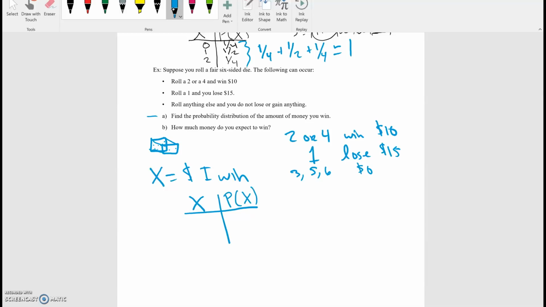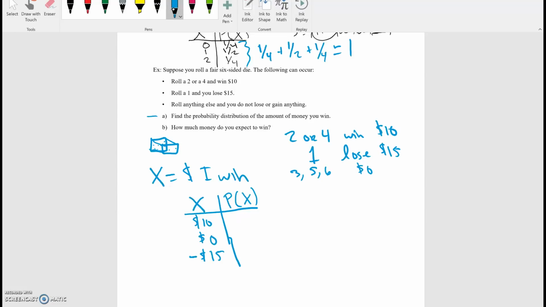Okay, so what can I win? I can win $10 easily. I can win $0, right? So I can win nothing or lose nothing. And I can also win what? Well, not $15, right? Because I'm losing. Well, how do we signify I'm losing? Well, negative. That means I have negative return here, right? I don't have anything, right?